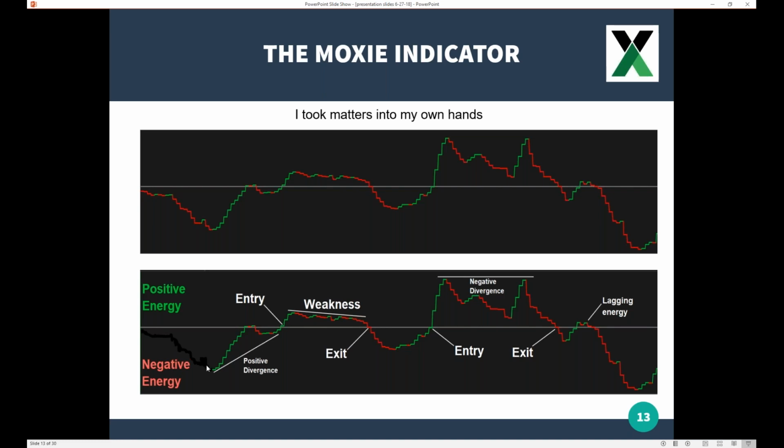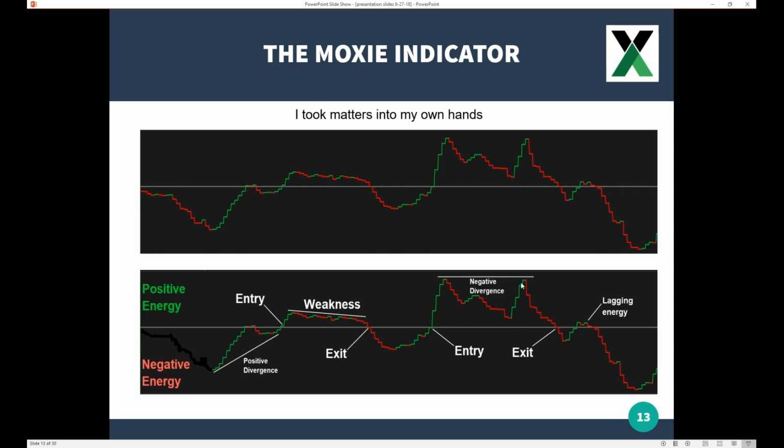It's the same rules. So if you see here, we go from a lower low to a higher low, and that's positive divergence. And then when the Moxie indicator crosses through 0, that's our entry. Now, if you see here, this is the indicator kind of going red and green, meaning that it's up and it's down, and it's generally trending towards 0, which means this is weakness. And then once we hit 0, that's the exit. And here we go again, we have the entry.